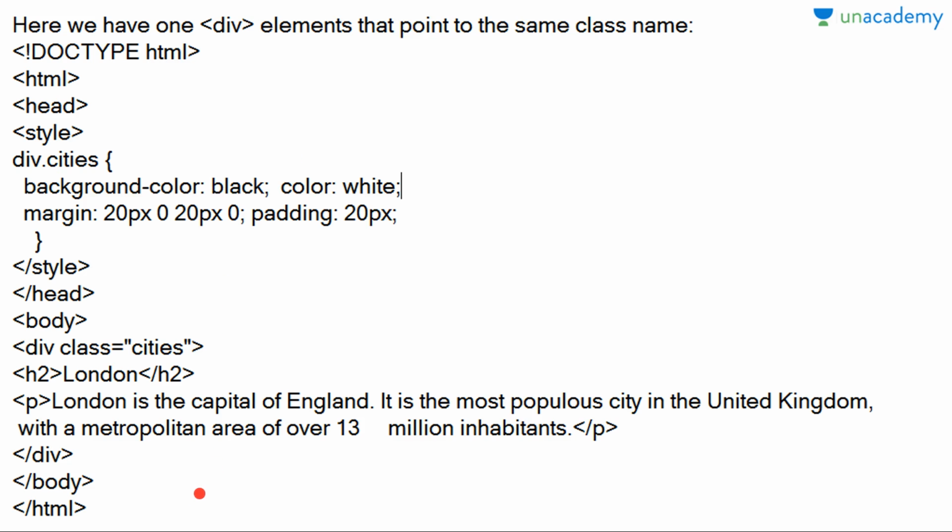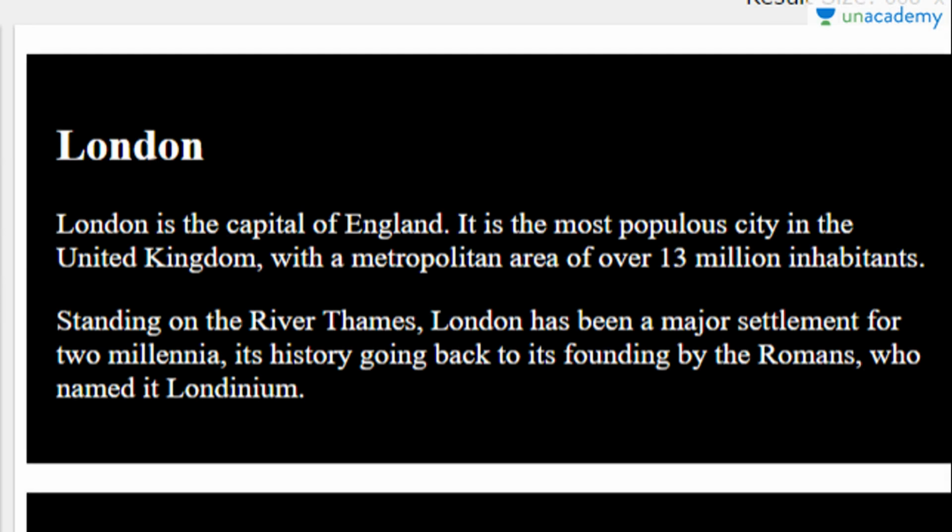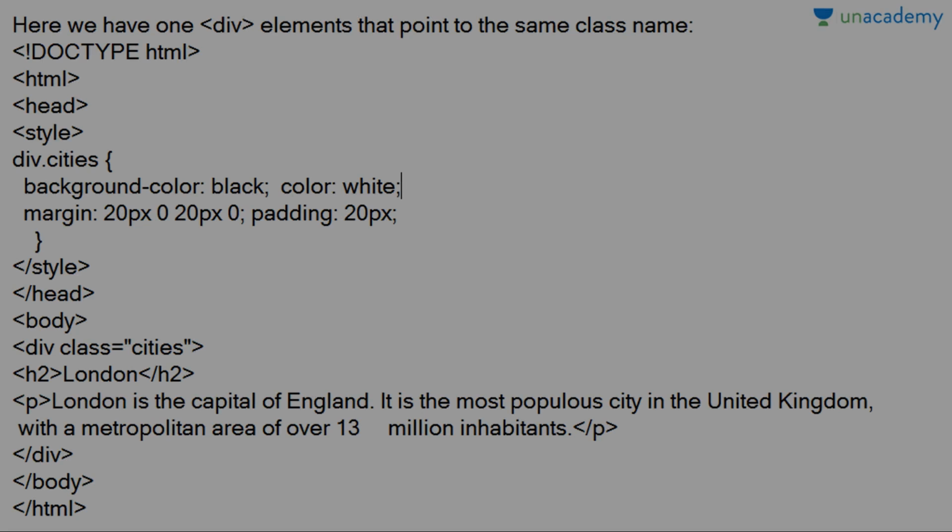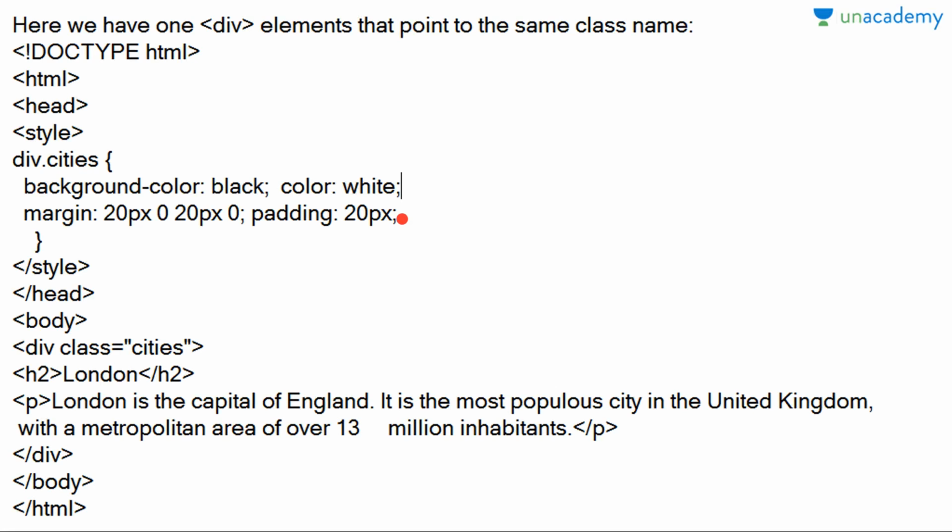So what is the output? The output will be seen like this in the div element, and these properties will be applied: background color black and text color white, and all the padding and margin will be applied as defined here. Basically this is the use of the class attribute.